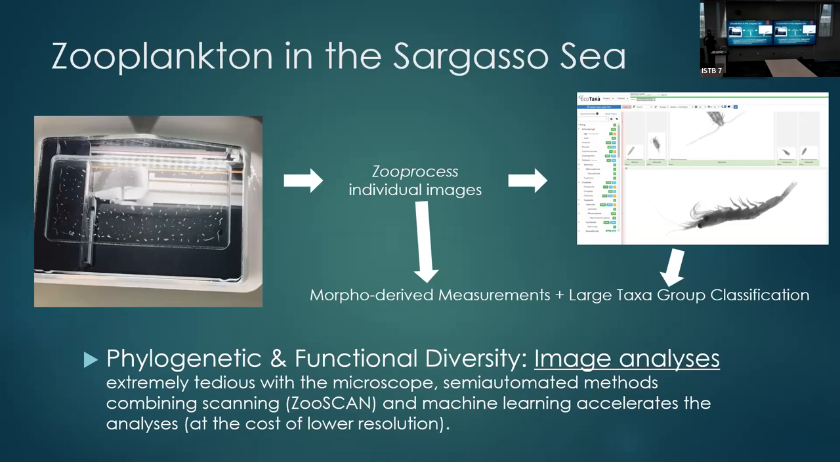And then we can start analyzing those things about function. Why are we interested in size and morphometrics? Because many aspects of ecosystem functioning depend on size, that is, physiology, and the relationship between prey and predators.